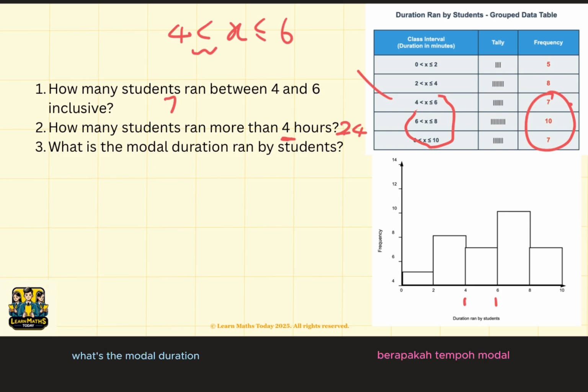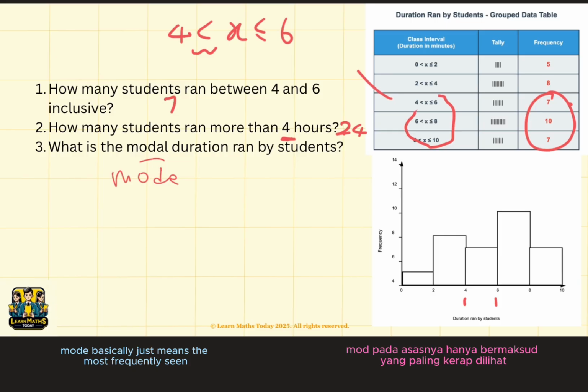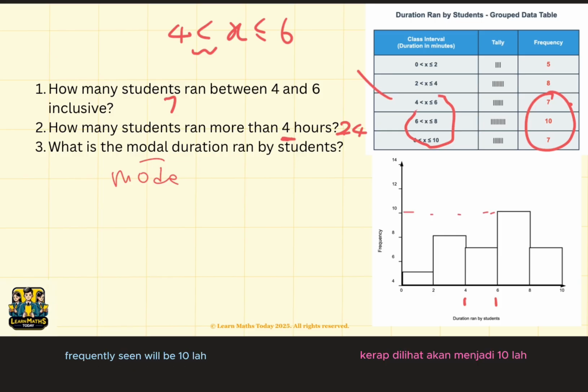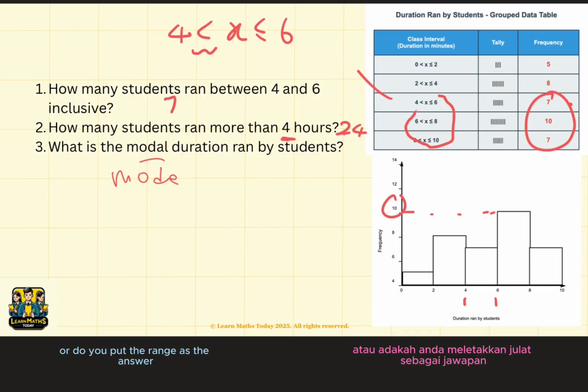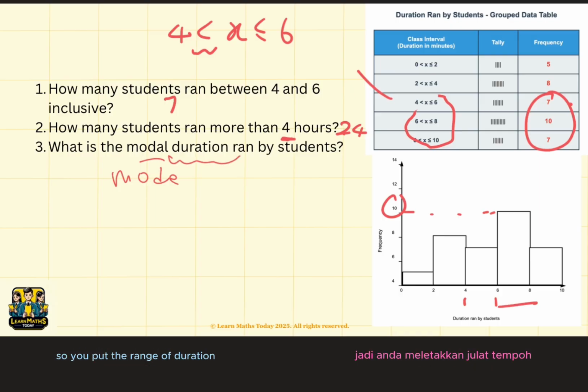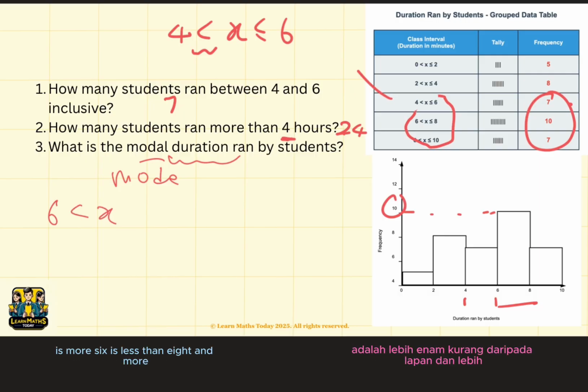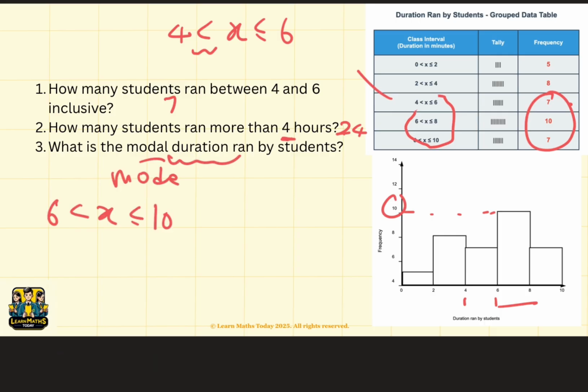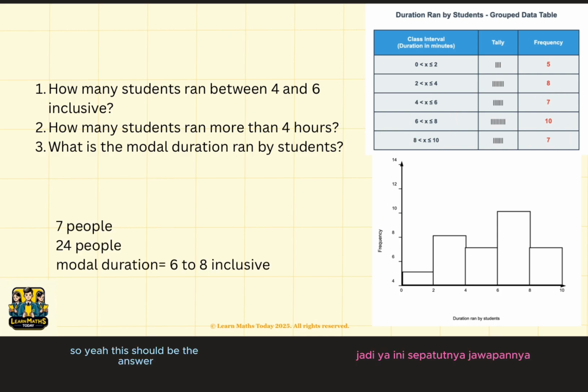What's the modal duration? Modal is another word for mode. Mode basically just means the most frequently seen. The most frequently seen will be 10. So do you put 10 as the answer or the range? They're asking for the duration, so you put the range of duration. So the answer will be 6 is less than x, and x is less than or equal to 10. Just copy from the table. So this should be the answer.